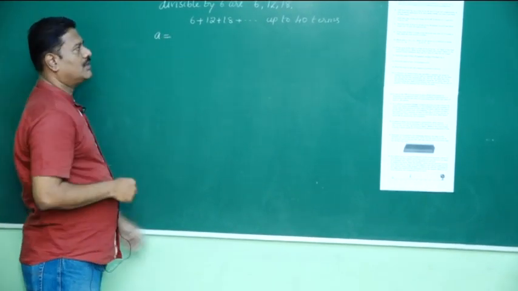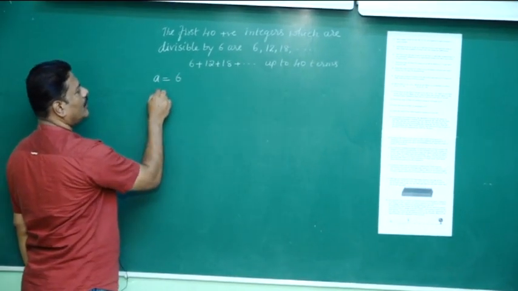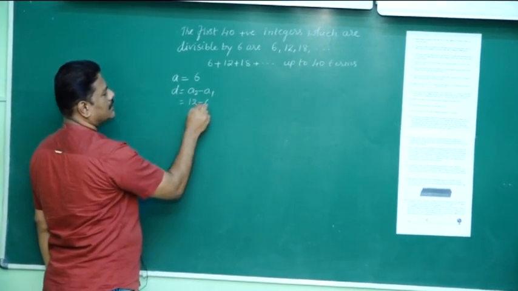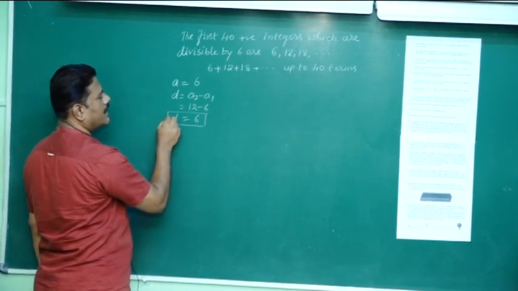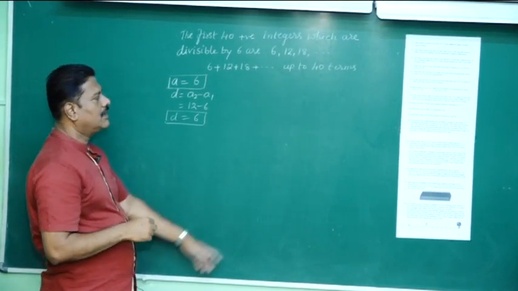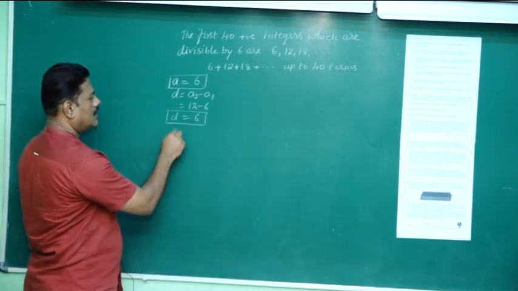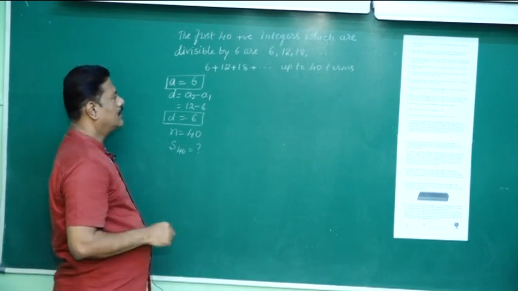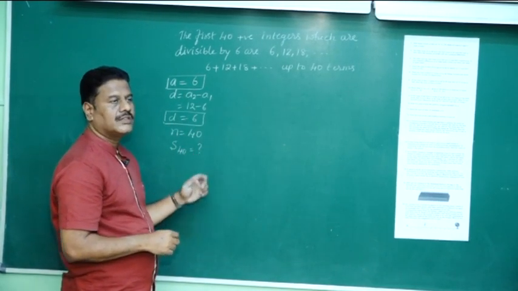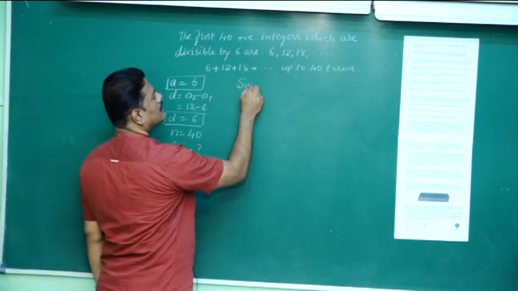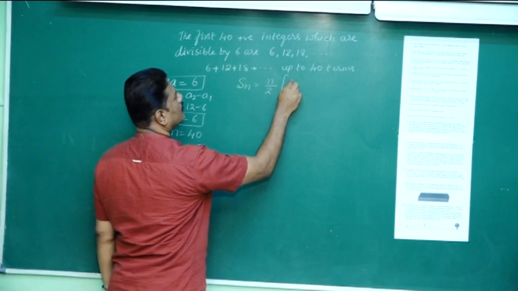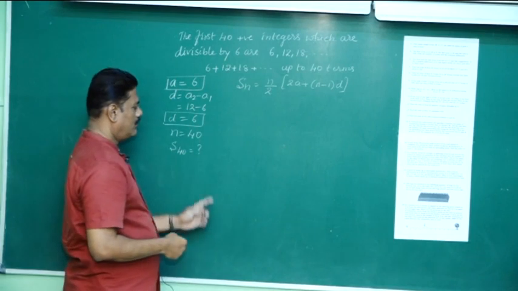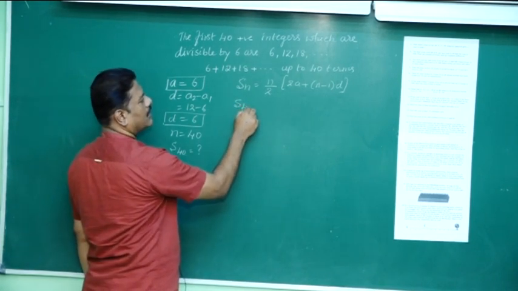What is A here? First term 6. What is D? As usual, A2 minus A1, 12 minus 6, which is equal to 6. So you will come to know the D, you will come to know the A. Then N is given here 40. So N is 40. So you have been asked to find S40. So when A, D, N are known, what is the formula that we make use of? That is Sn is equal to n by 2, 2A plus (n minus 1) into D. Now you replace n by 40.